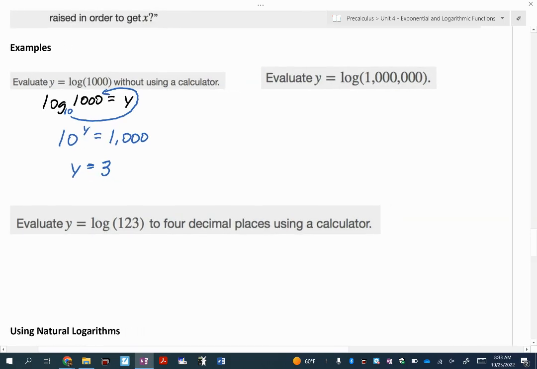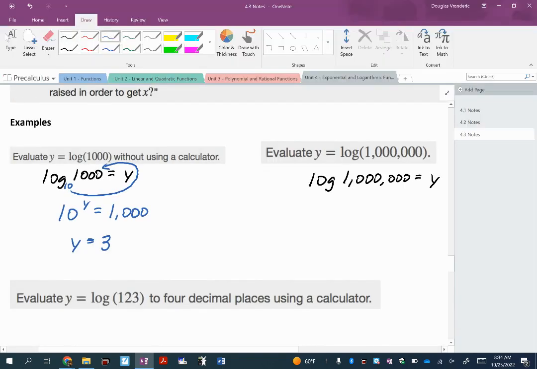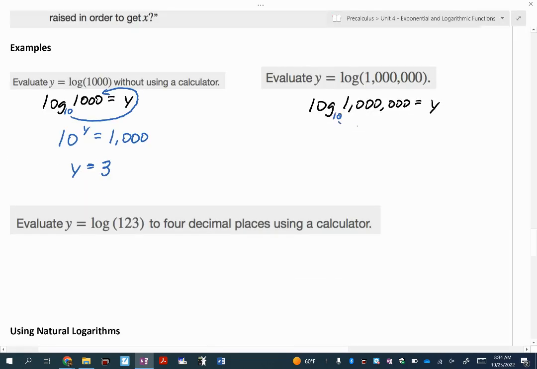All right, let's do one more without a calculator. So log base 10 of 1,000,000 equals some value y. That's a 10 in the base, so 10 raised to some power gives you 1,000,000. If you count those zeros, you'll see that you have 6 of them. So 10 to the 6th power gives you 1,000,000.